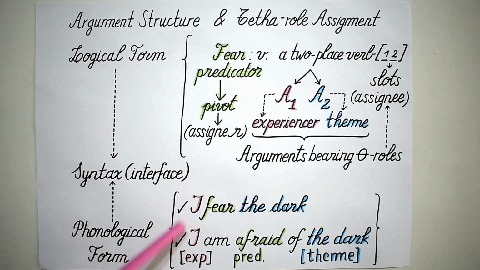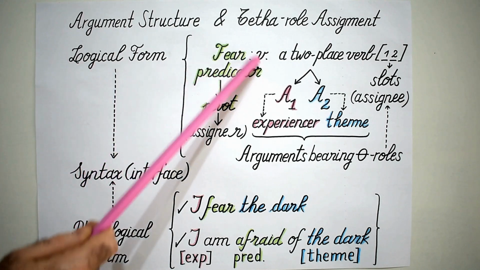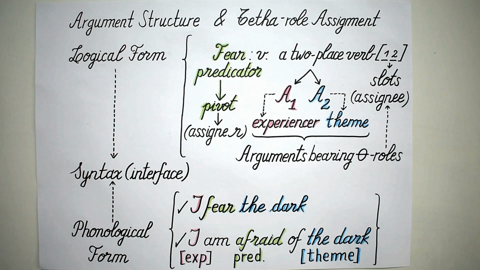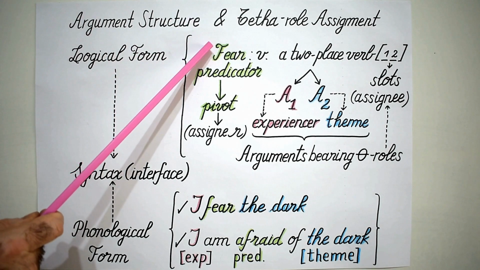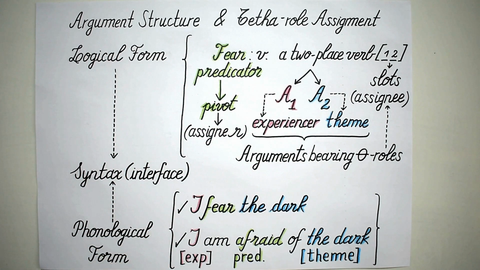of the same event, let's call it this way, at LF. So at LF, something is happening. We express fear and we have two different participants. Now, at the level of phonological form, we can express these semantic notions by means of two different sentences.